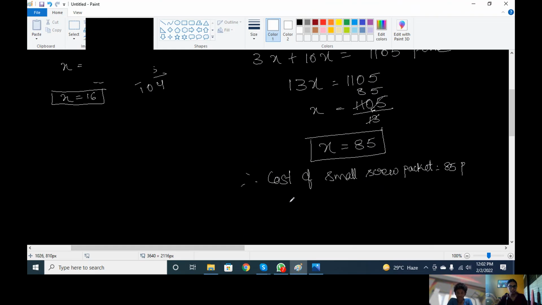They asked us to find out large screws also. The cost of a large screw packet is equal to twice of this, right? So 2 times 85. 2 fives are 10, 2 eights are 16, plus 1, 170 pence. So how much does a packet of large screws cost? 170 pence. Got it? Yeah.